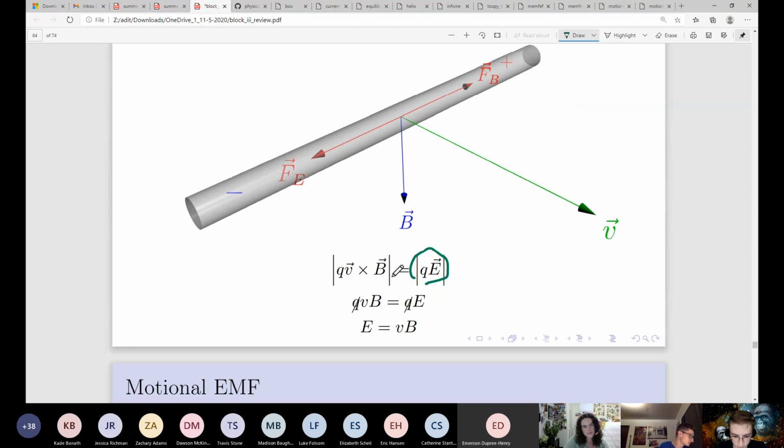Setting those two forces equal to each other, we have QV cross B is equal to Q times E. And as in this case, the velocity and the B field are completely perpendicular, so that cross product just turns into a simple multiplication. The Q's cancel, and we get E is equal to V times B. That relation comes up again and again, and we'll see it more in block 4, so super important.